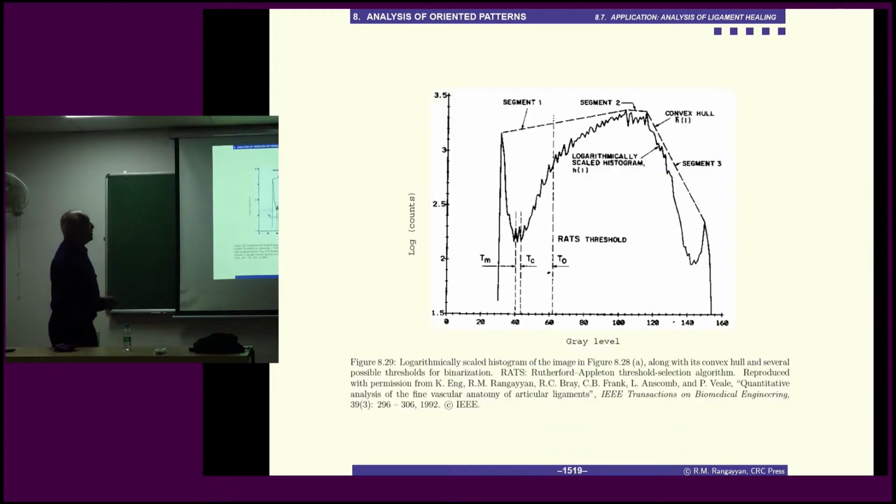So how do we get this? The histogram looks like this on log. Log of the histogram. There is a peak here. This is the dark side. The blood vessels are here.